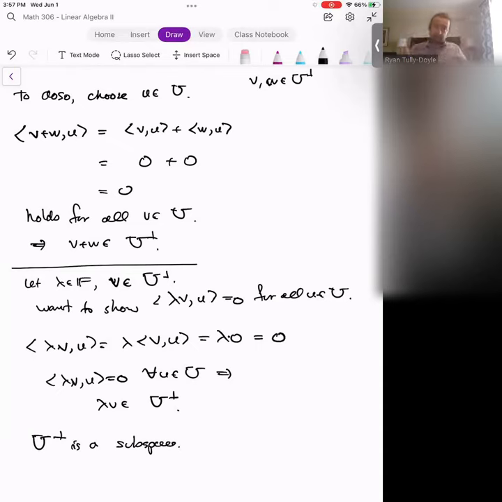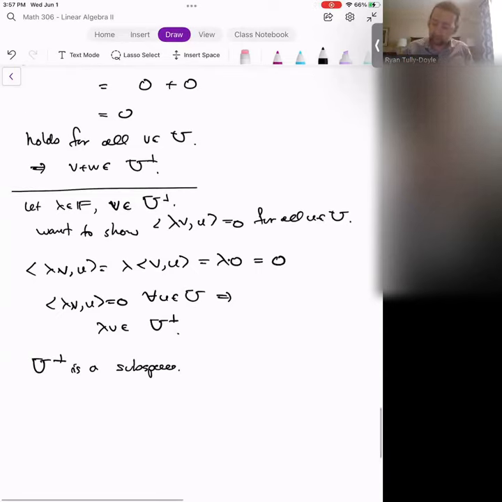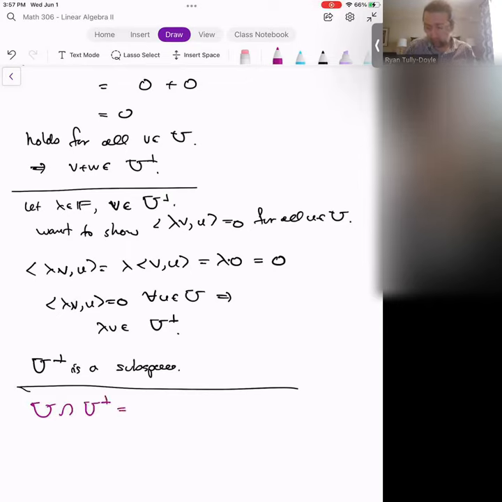Now, having established that U perp is a subspace, and we already know that U intersected with U perp is the 0 vector, the next thing we might think is maybe I can use this idea to pull V, a vector space, apart into U and its orthogonal complement. Because when I see this, I start thinking about direct sums. That U plus the perp of U is going to be a direct sum.